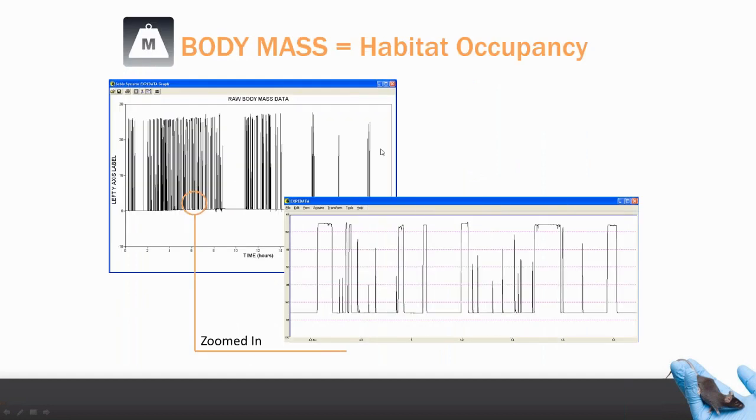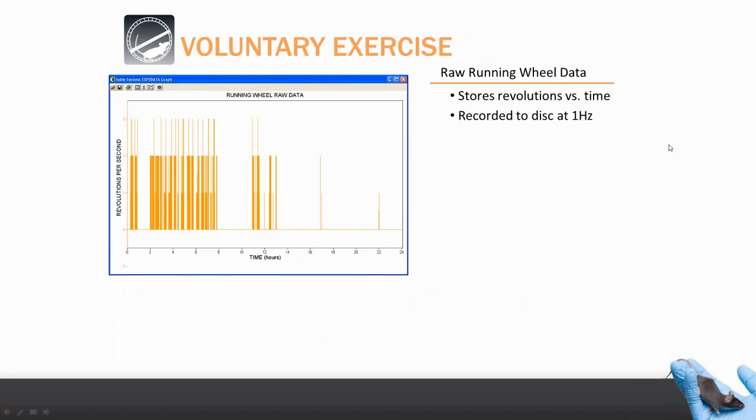What about body mass? Well, if you look at the raw body mass trace here, it looks like just trash. But if you blow it up, you can see here the animal is outside the body mass habitat. Here it goes inside, outside, inside, outside, inside, outside, inside, and so on. So you can tell exactly when the animal is in that habitat, and each time it enters and each time it leaves, it leaves behind an accurate body mass measurement.